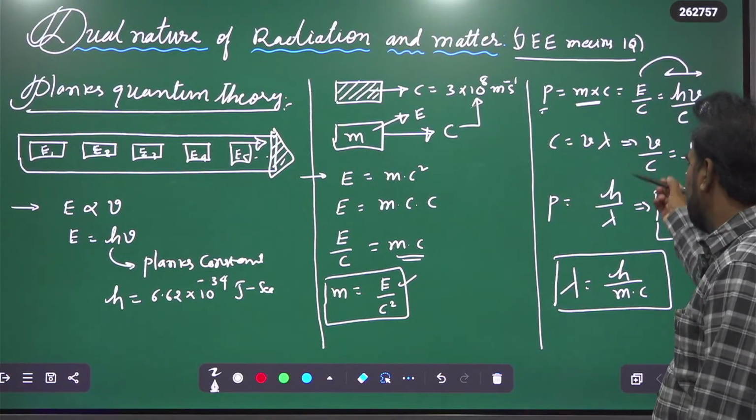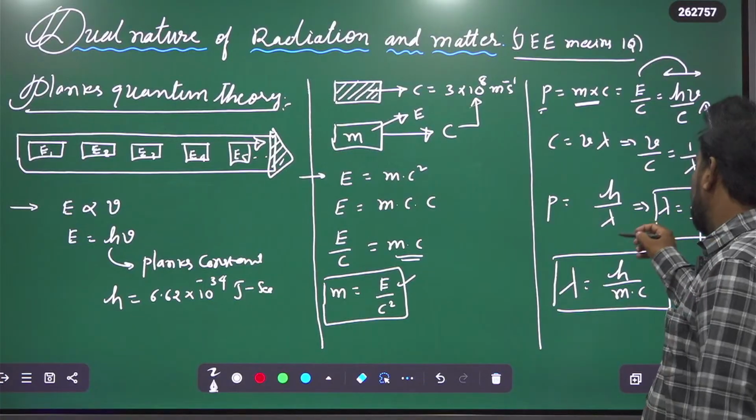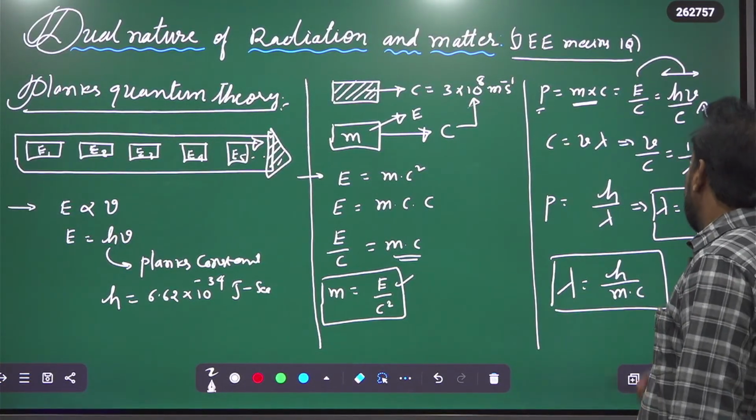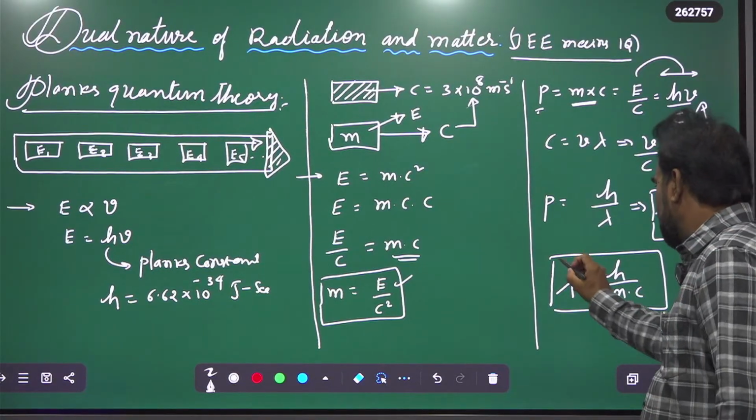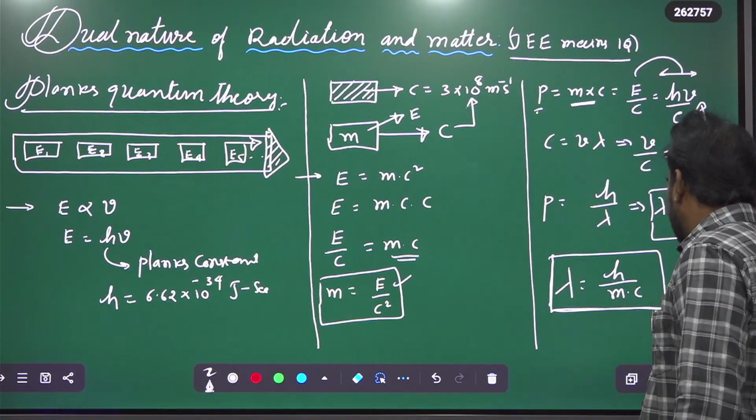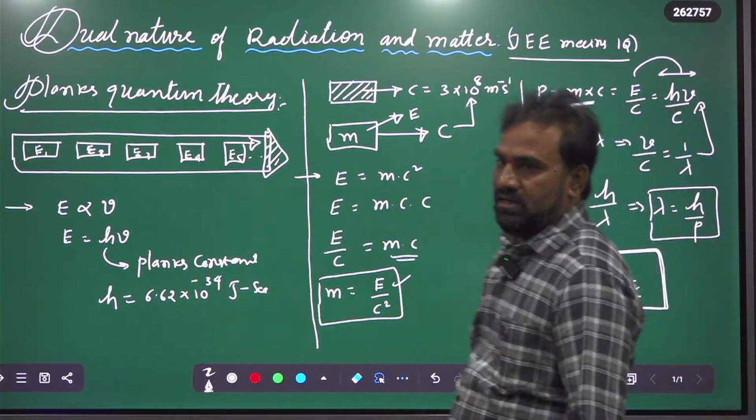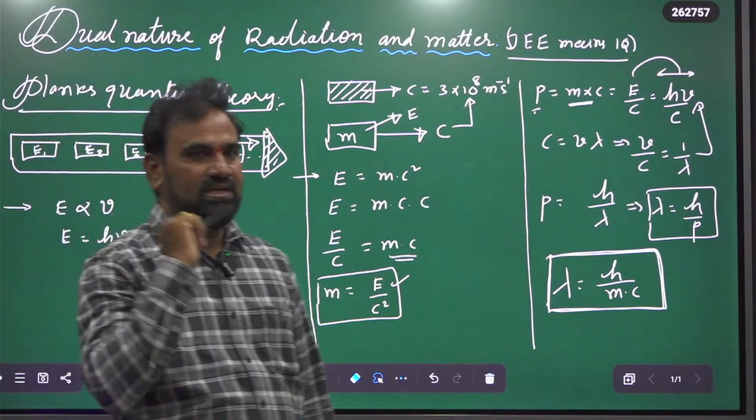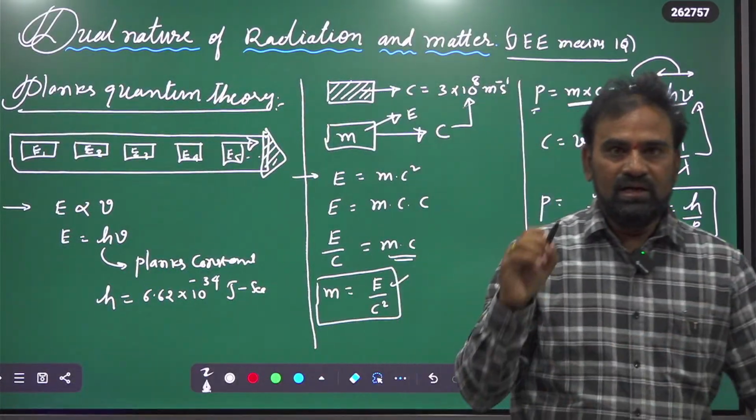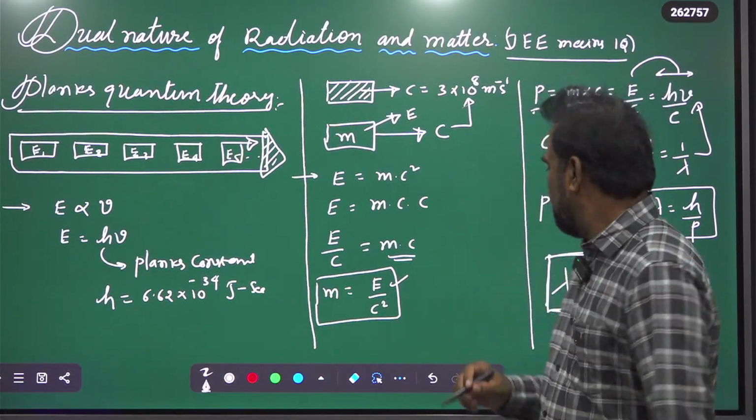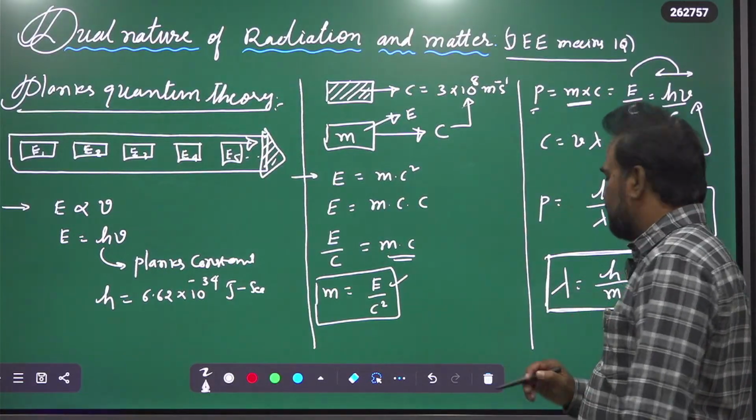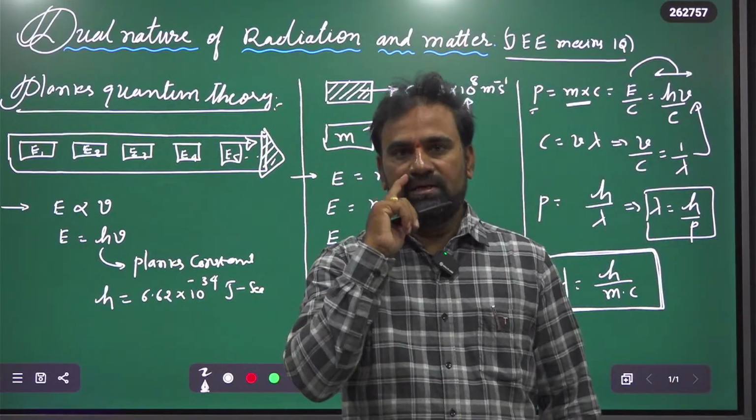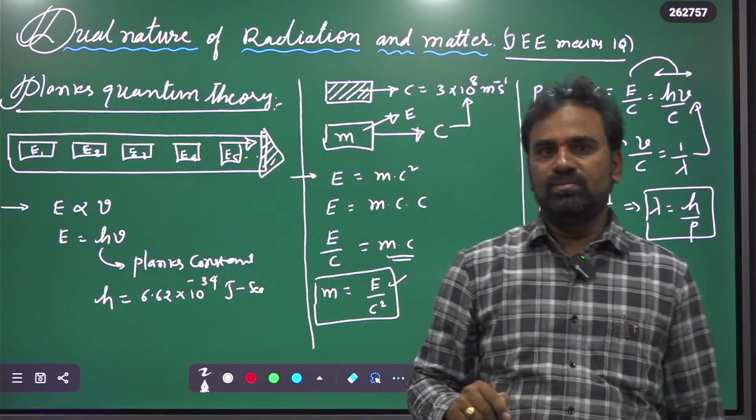P is equal to H by lambda, because 1 by lambda is equal to nu by C. Therefore lambda is equal to H by P. This much wavelength would be associated with the photon when it is traveling with the velocity of light. Lambda is equal to H upon MC, where C is the velocity of light and M is nothing but the mass of the photon.